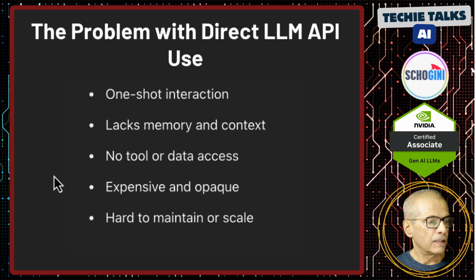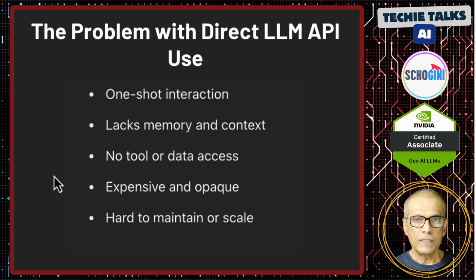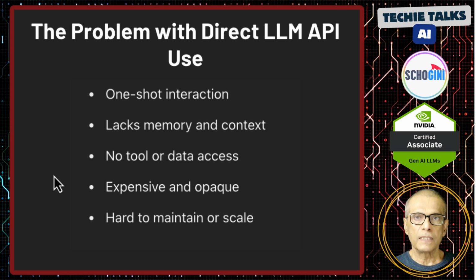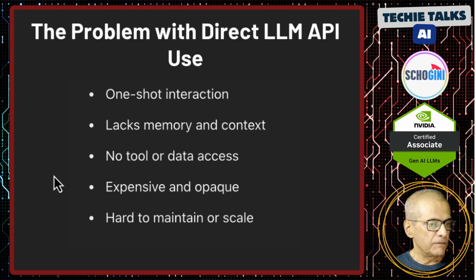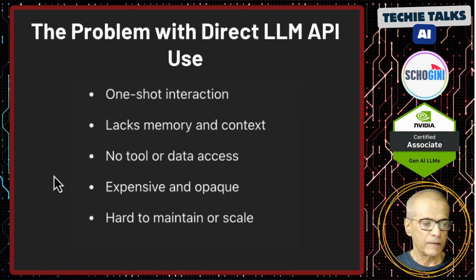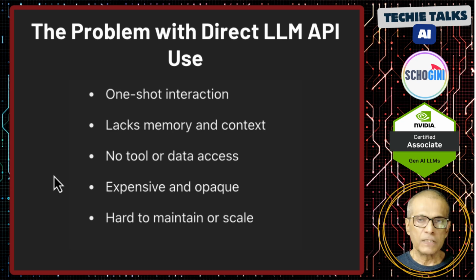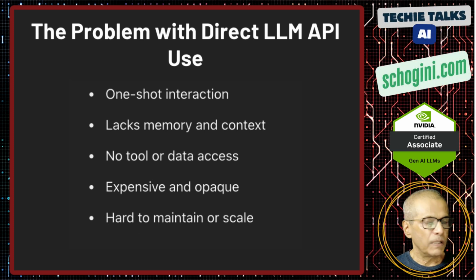Direct LLM call, there is no tool or data access. We cannot connect a knowledge base easily. We cannot add additional tools easily when it comes to direct API call. It's considered more expensive and opaque. The reason being, when we use a direct LLM call, we are tying ourselves completely to that provider. So whatever price that provider is having, we will need to pay. Whereas we can split the agent into different domains, and depending on the use case, we can choose LLMs with different pricing.